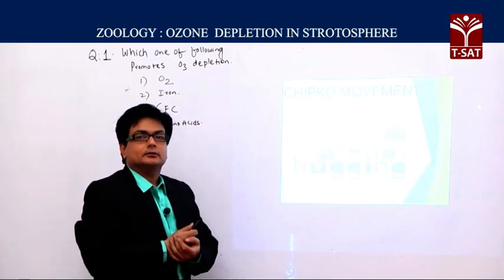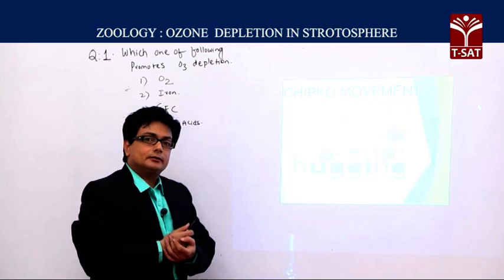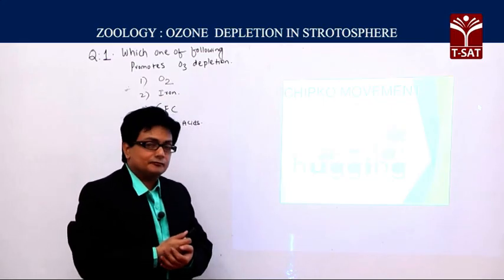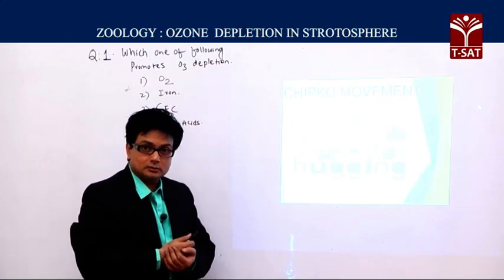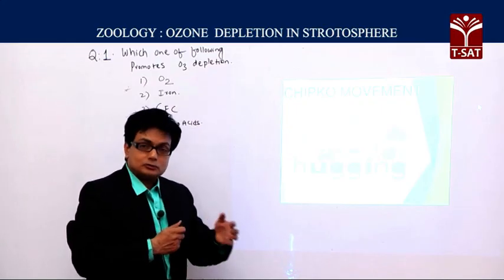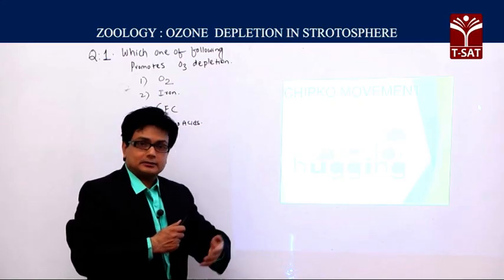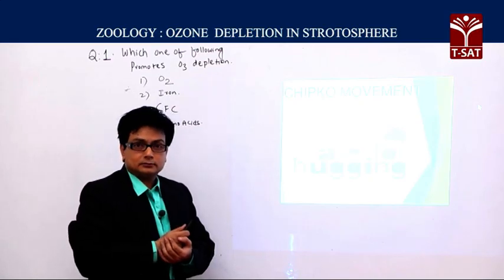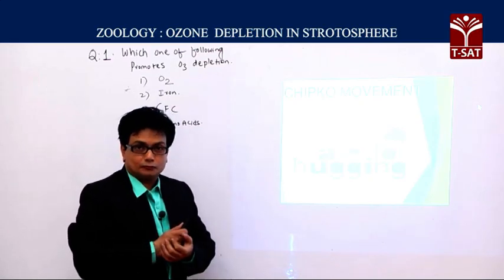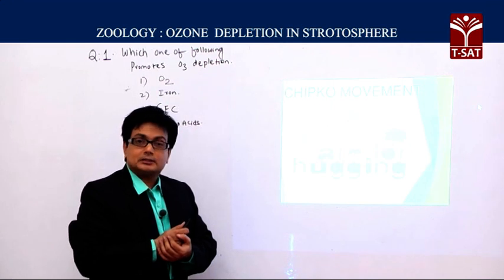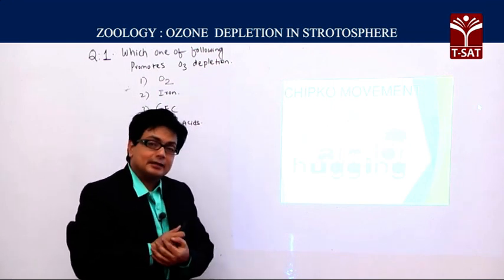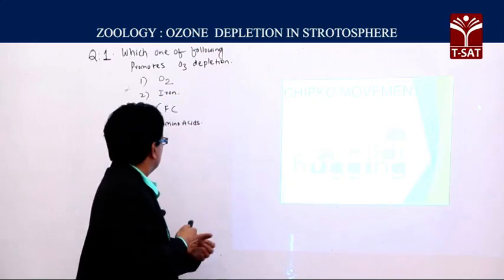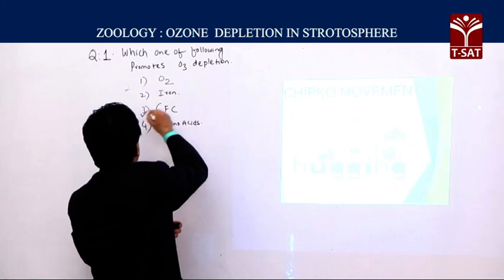Chlorofluorocarbons. This is what the topic is related to. Chlorofluorocarbons are released from spray cans, refrigerators, air conditioners, etc. These chlorofluorocarbons ascend up, and because of UV radiation, the chlorine from the chlorofluorocarbon will be separated, and that is the one which acts like a catalyst in depleting the ozone. So the answer would be chlorofluorocarbons.